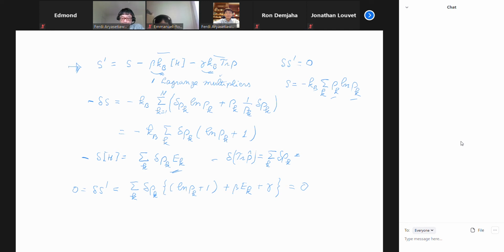Then we say that this variation, delta rho k, is an arbitrary variation. We have not specified what that is. So this quantity here should be equal to 0, because delta rho k is a general arbitrary variation. So then we can solve for rho k. That becomes exponential of minus beta E_k minus gamma minus 1. So beta and gamma are the Lagrange multipliers. As you might guess, this beta is related to the temperature. So actually it's 1 upon temperature, as we'll see later.